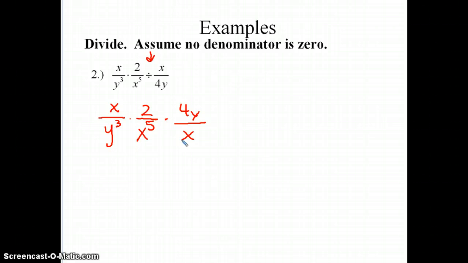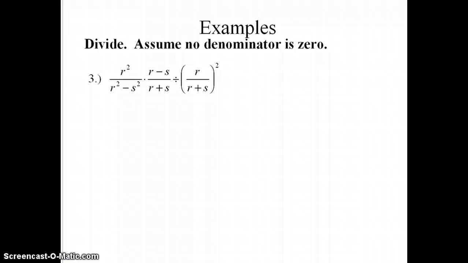And now I'm going to cancel. In the numerator, I'm canceling the x's from both the numerator and denominator. And I will cancel the y and a y here, leaving me with y squared. I end up with 2 times 4, which is 8, over y squared x to the 5th. I check again to make sure that I can't cancel anything. It is completed, so we are done.